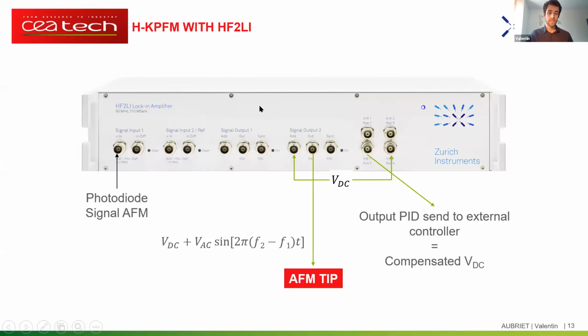So here is represented the implementation of the heterodyne mode with the HF2LI module. Basically, we use the photodiode signal of the AFM as an input, and then we send to the AFM tip the VAC component at F2 minus F1, as I explained before, and to this AC component we add a DC component to nullify the force. And finally, we send to an external controller the compensated DC component, which corresponds to the contact potential difference.